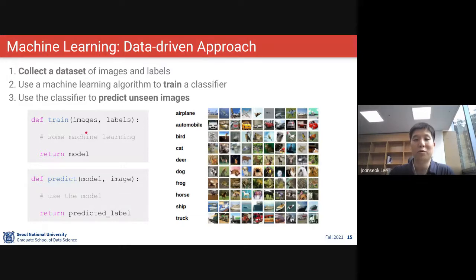So what we need to build are two functions. At the train step, we are given a set of images with their labels, and we do some machine learning to output a model. In the test step, we use that model and a new image, which we have not seen in the train step, to output the predicted label of that image. So these are the basic steps of machine learning, which we are going to use throughout this class. And as you know, machine learning is just a data-driven approach.